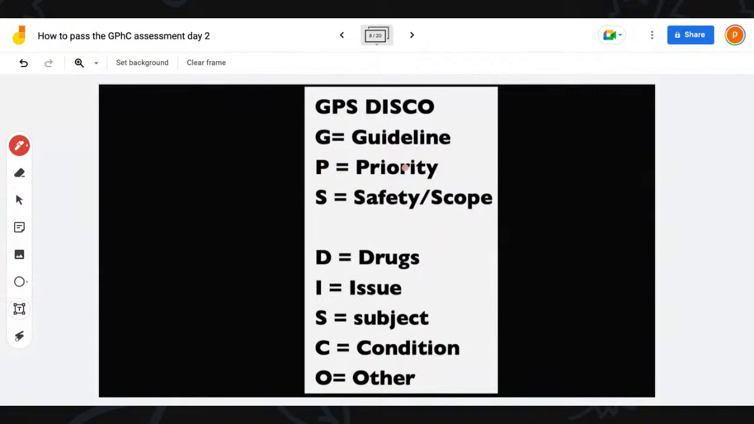Then you've got priority. You need to know what's the priority. The question that people struggle more is, what's the priority? Will you refer this patient to the doctor? Will you treat them in the pharmacy? What is the priority, right? So you need to understand priorities in order to choose the right answer. And then the last part, which is S, is the most important, is safety. Go for the safe option.